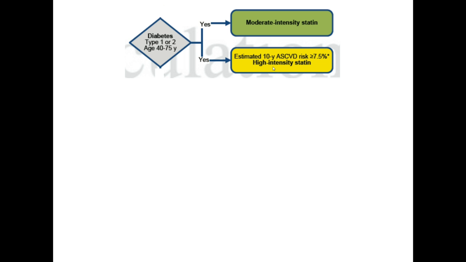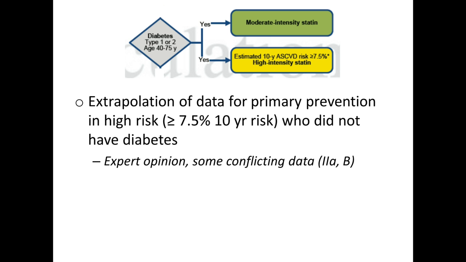We'll talk about this risk prediction tool later and what I think are its limitations. But no matter what, diabetics, if they're between 40 and 75, should be at least on a moderate-intensity statin, maybe a high-intensity statin, as we'll talk about later.